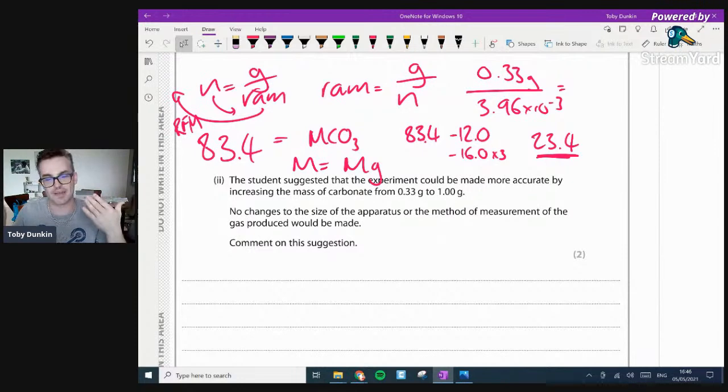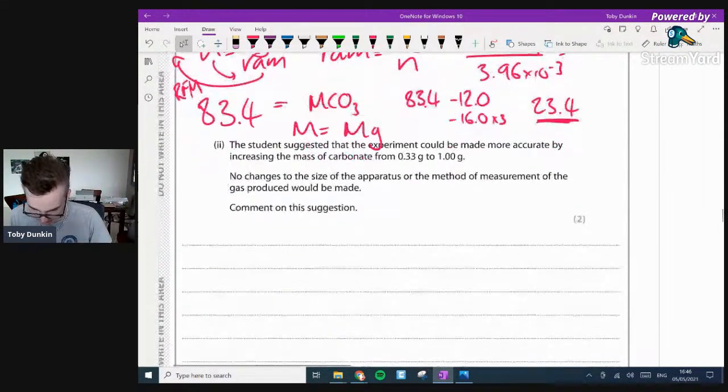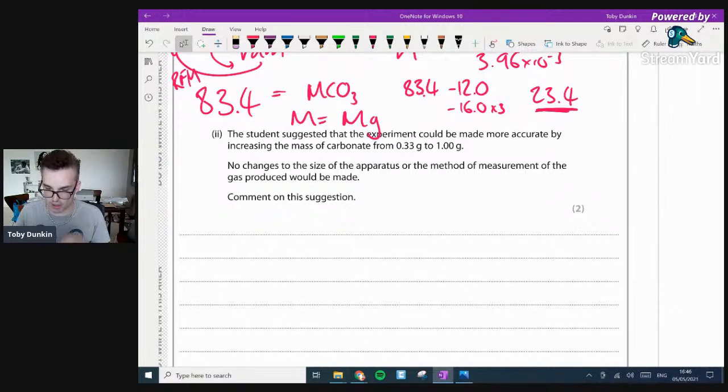Thanks very much, Tame. I do appreciate it. So the students suggest that the experiment could be made more accurate by increasing the mass of the carbonate.